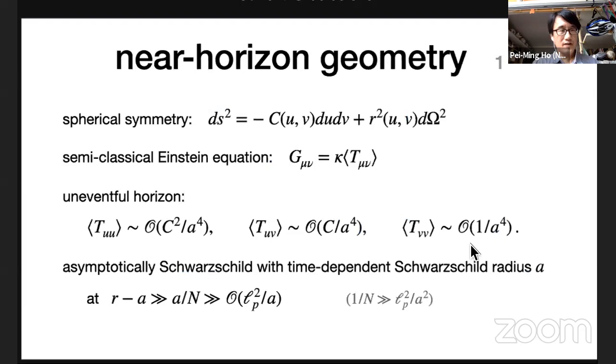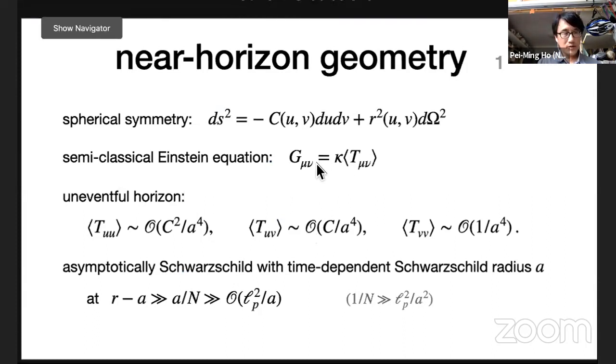So for the sake of understanding near horizon geometry, we still assume spherical symmetry. So the ansatz of the metric is like this. We use the semi-classical Einstein equation, and what we know is that the right-hand side, this vacuum energy momentum tensor, is assumed to satisfy this condition, following the equivalence principle, and is also verified in various 2D, 4D models.